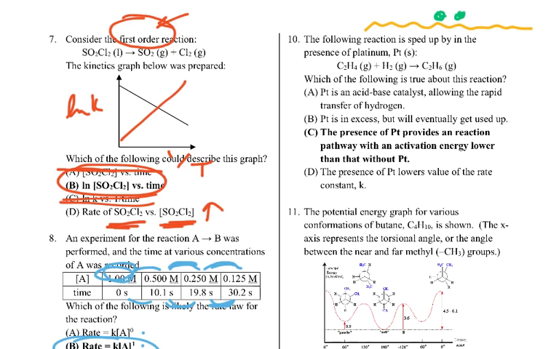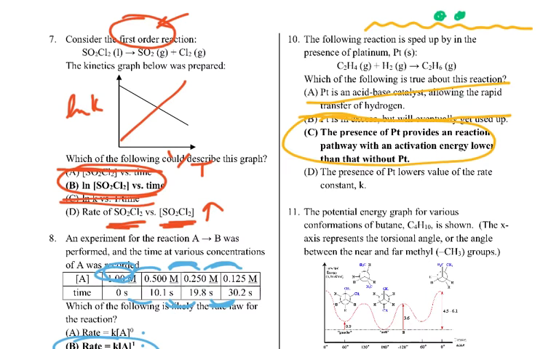Platinum is an acid-base catalyst, allowing rapid transfer of hydrogen. No, it's not an acid-base catalyst, it's a surface. Platinum is in excess, but will eventually get used up. No, platinum's a catalyst, it's not going to get used up. The presence of platinum provides a reaction pathway with an activation energy lower than that without platinum. Okay, that is true because it's a catalyst. It works by lowering the activation energy.